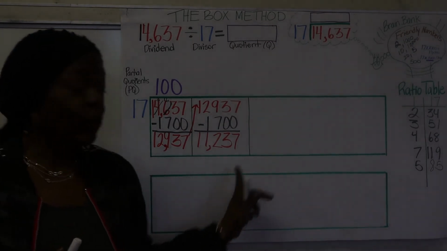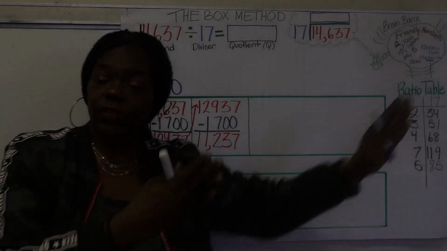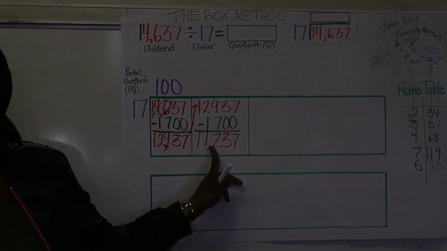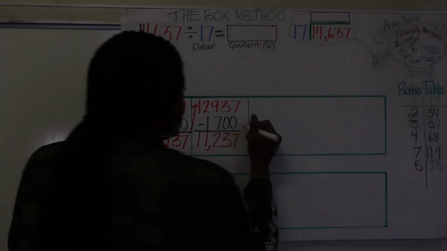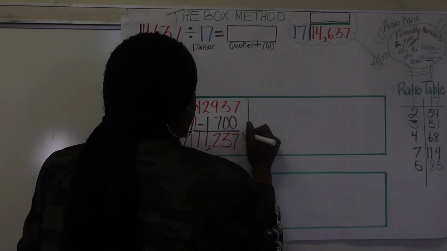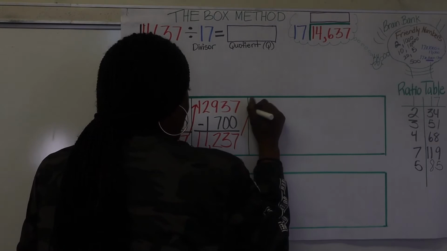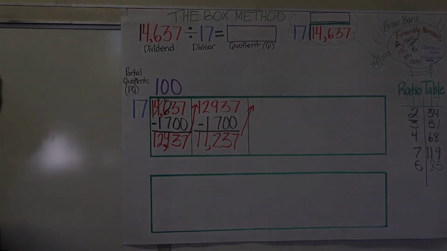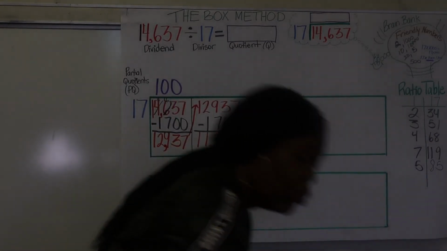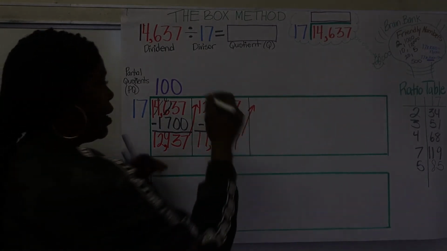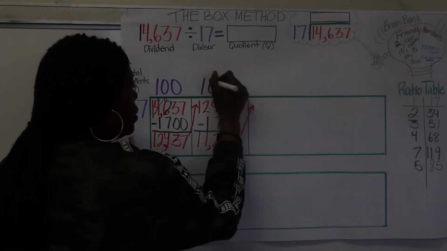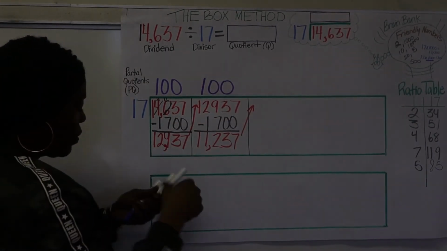Okay. I'm going to do what? Shift. Now this is my new dividend. Then you forgot to put the 100 on top too. I am going to do that. I forgot to put my partial quotient. Remember, that's why we have to go step by step.